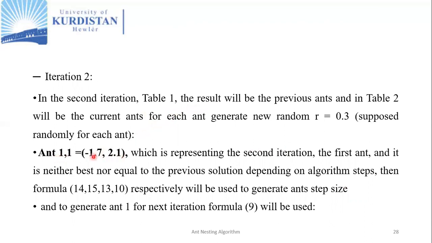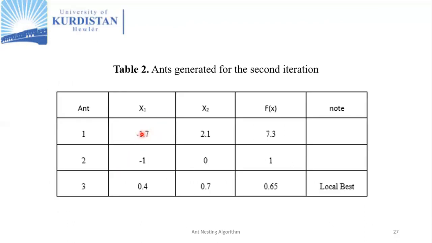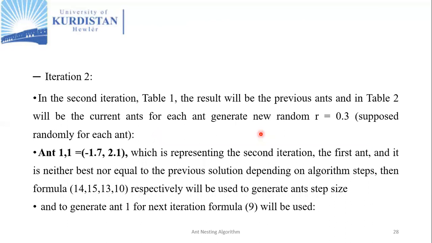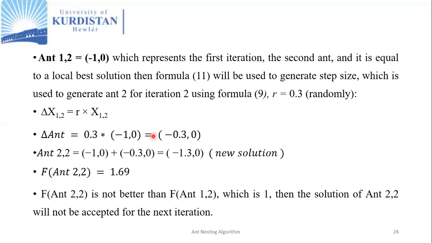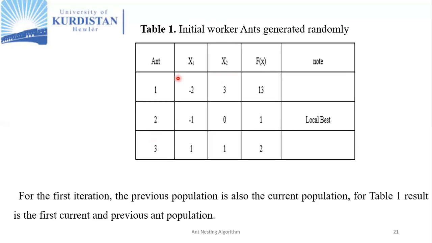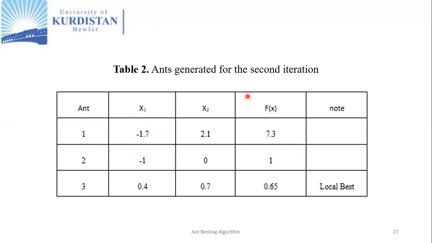ANT1 is now minus 1.7, 2.1, which is here, with fitness 7.3. We check whether it is equal to the best or equal to the previous. So it is not equal to the previous. If you compare this with the number 1, it's not equal to the previous table.